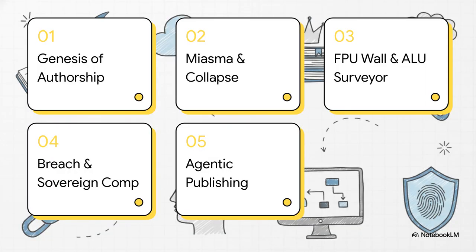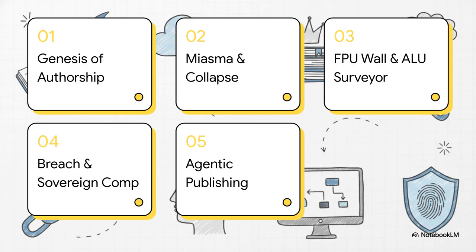Think of this explainer as our cognitive map. We'll be moving through 5 distinct phases. Phase 1 is the genesis of authorship. Then Phase 2 covers the miasma and causal collapse. After that, we hit Phase 3, looking at the FPU wall and the ALU surveyor. Phase 4 gets into the breach and sovereign compute. And finally, we arrive at Phase 5, the Agentic Publishing house.